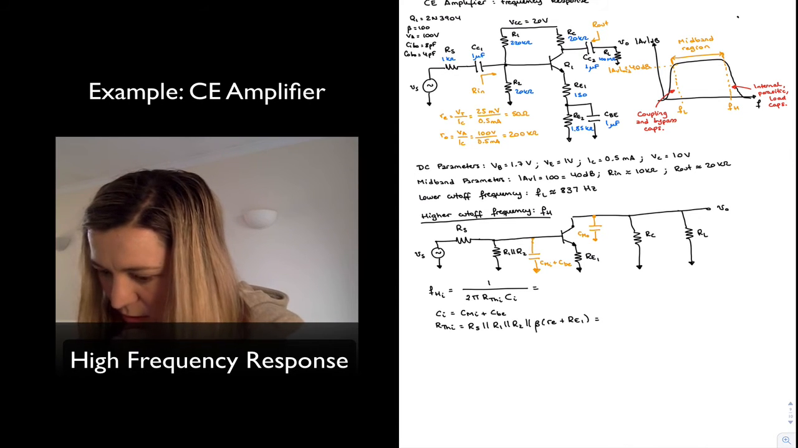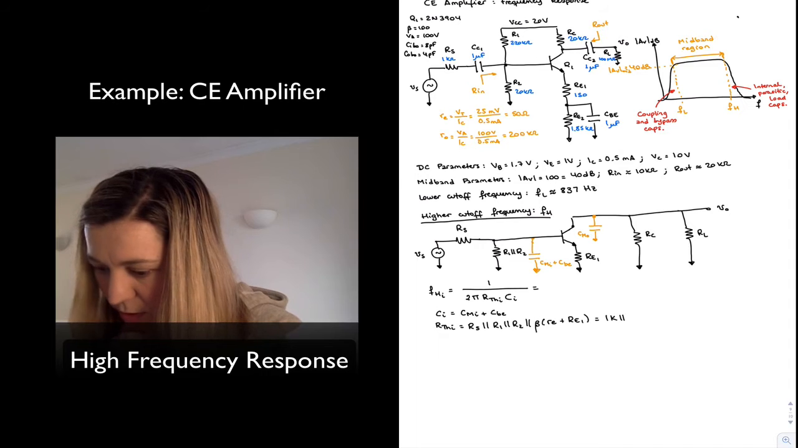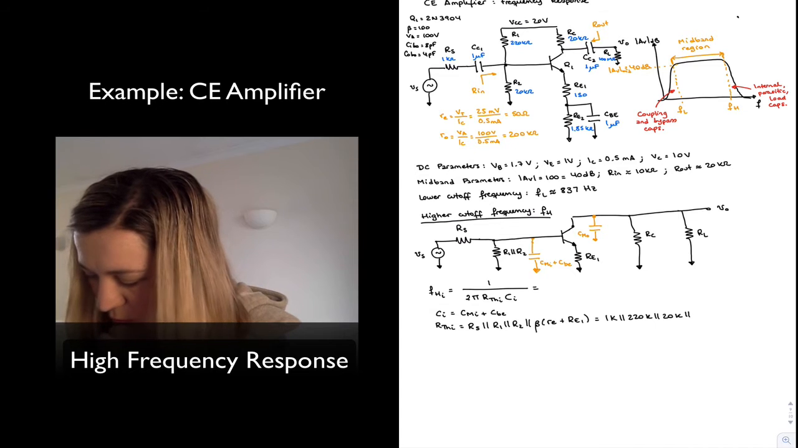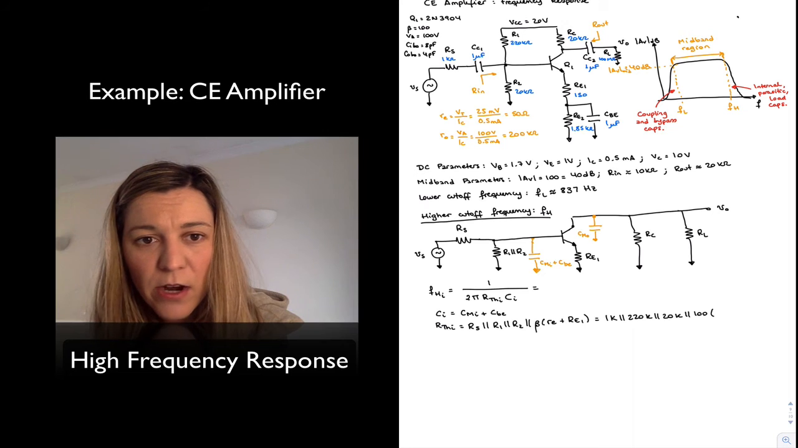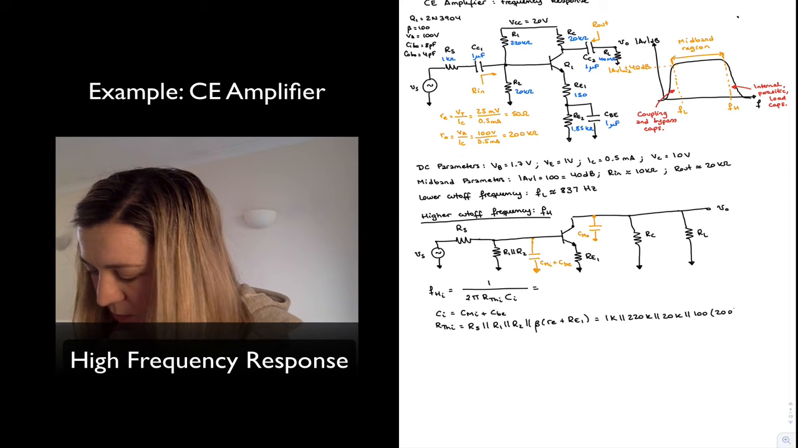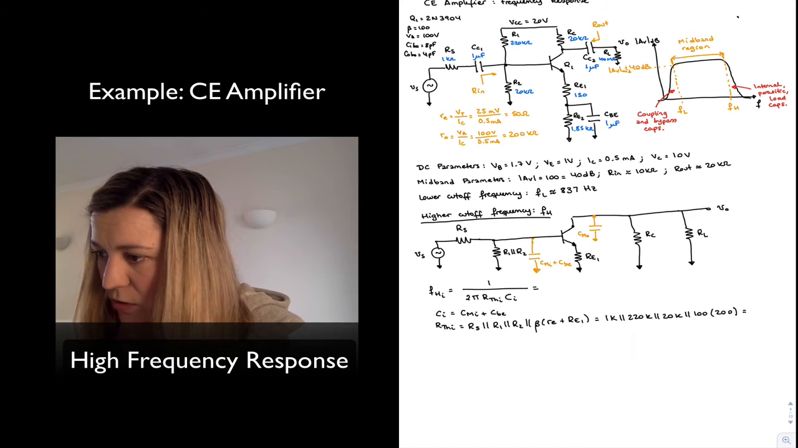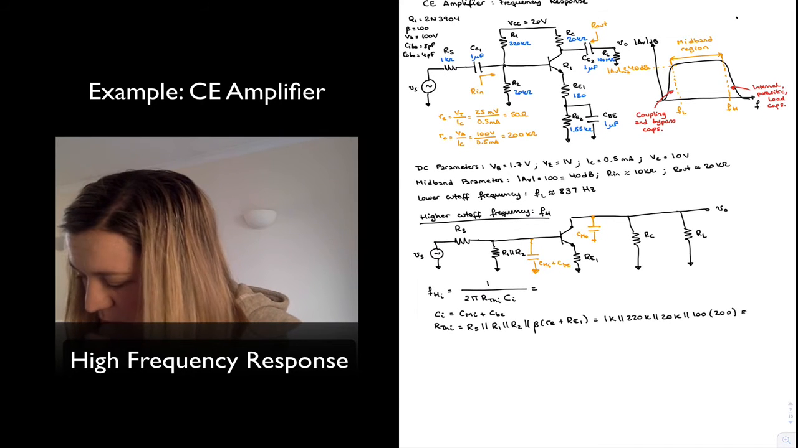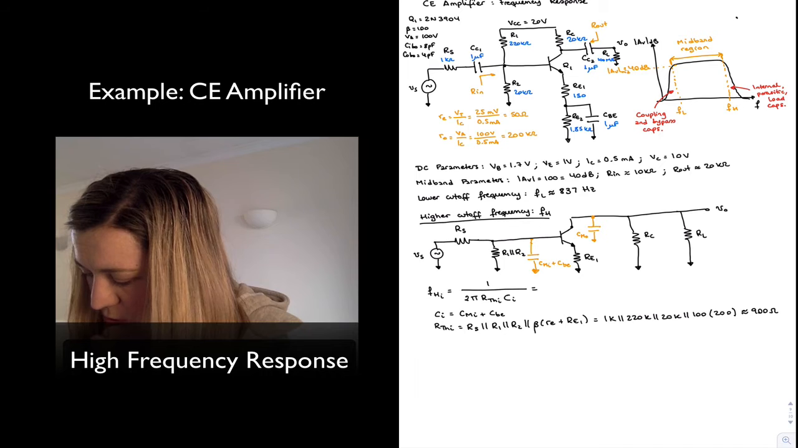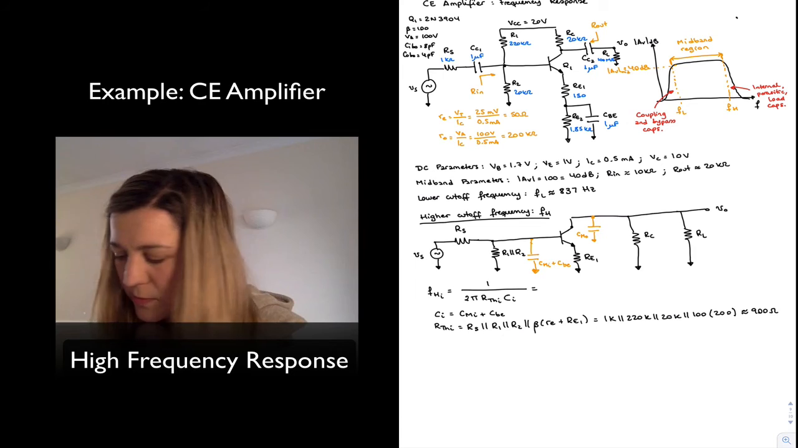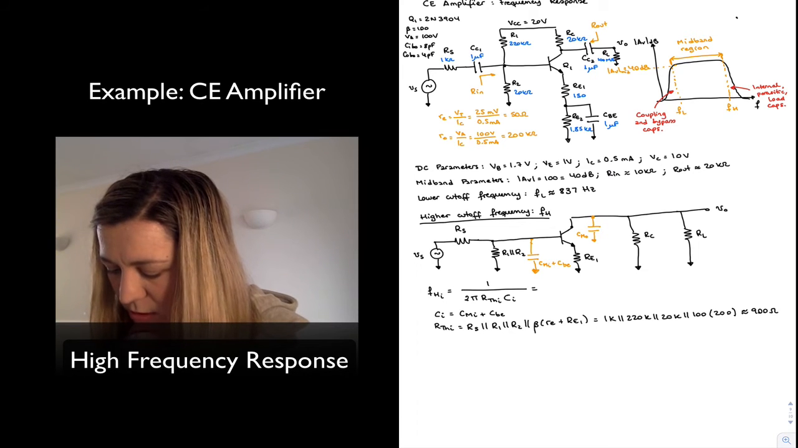So RS will be 1 kilo ohm in parallel with 220K, parallel with 20K, in parallel with 100 times little re is 50, RE1 is 150, so that's 200. And that's going to be equal to around 900 ohms. Notice that it's going to be dominated by the 1K resistor, the source resistance, since it's the smallest.